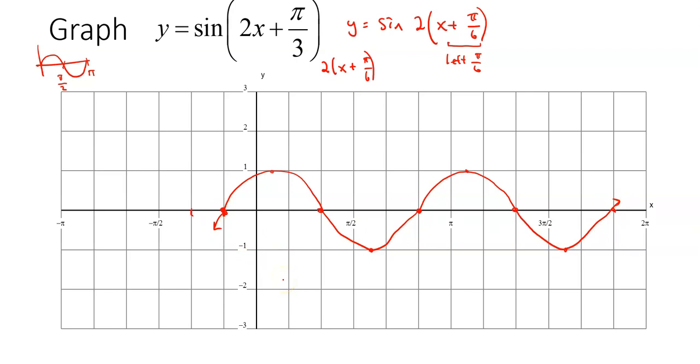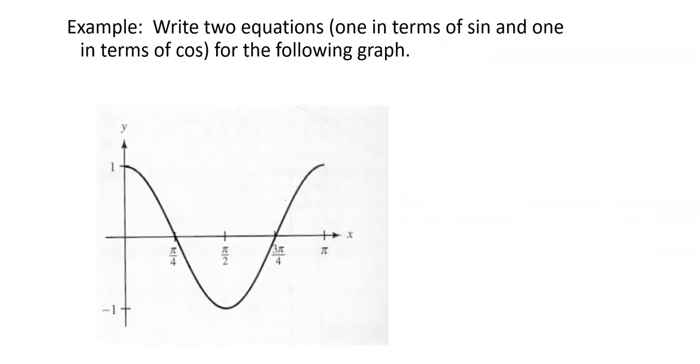All right, so pulling the 2 on the outside made it easier because now I realize that the b value is 2. And so I can fit 2 graphs inside of that 2 pi range. So half of 2 pi is pi. Every pi this thing repeats. Now, all right, so this graph asks us to write 2 equations, one in terms of sine, one in terms of cosine for the graph that's given.